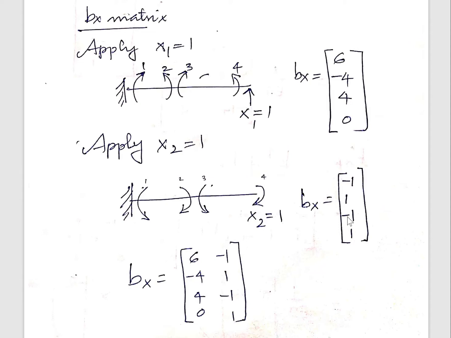So we got the two columns, now combine to obtain the BX matrix. The first column corresponds to x1 is equal to 1, that is 6, 4, minus 4, 4, 0. Then the second column corresponds to x2 is equal to 1. So minus 1, 1, minus 1, 1 are the other values of the coordinates.